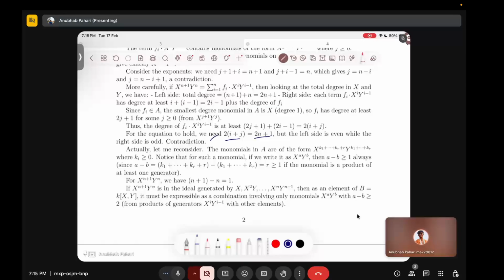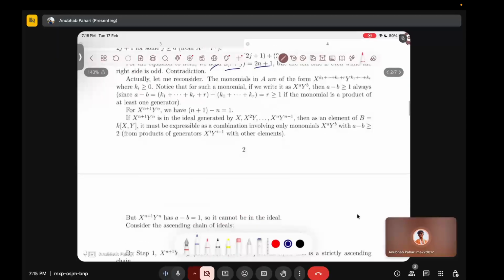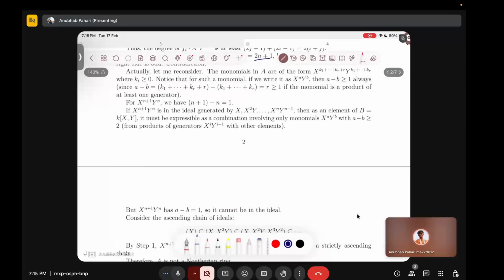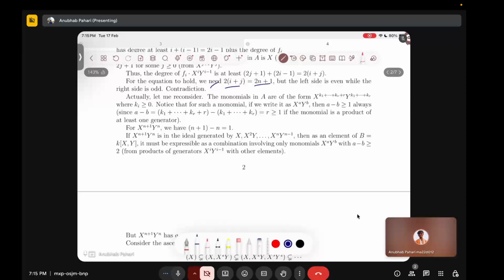Now there is another method also: the monomials in A are of the form x^(k1 + ... + kr + r) y^(k1 + ... + kr), where k_i is greater than or equal to 0. Notice that for such a monomial, if we write it as x^a y^b, then a minus b is greater than or equal to 1 always, if the monomial is a product of at least one generator.